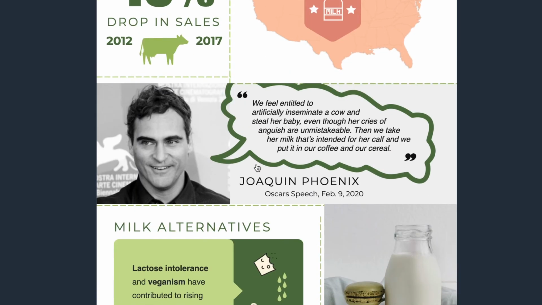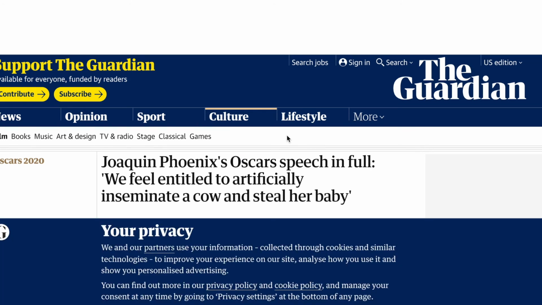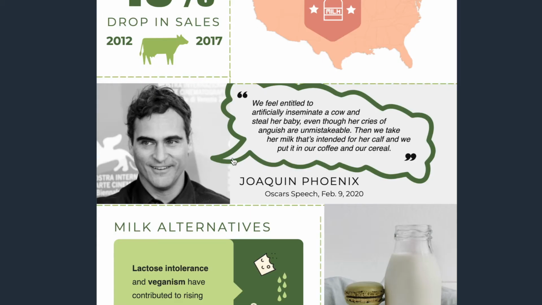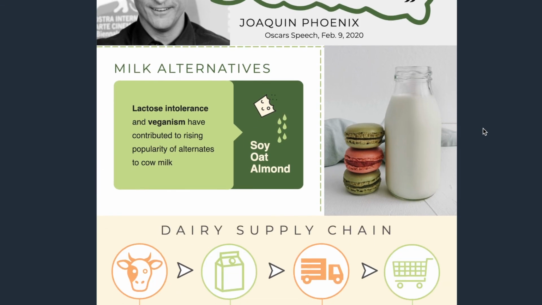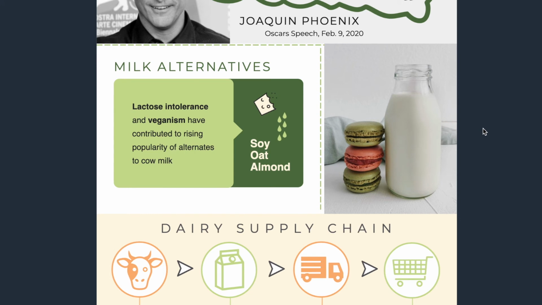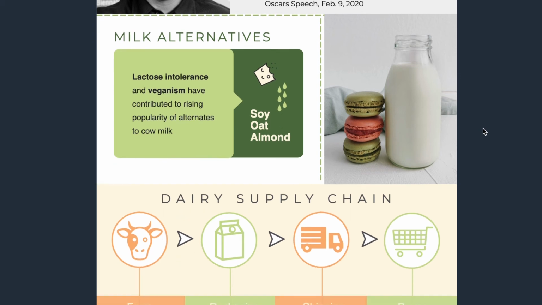Then this section here is a link to Joaquin Phoenix's entire Oscar speech, in which he spoke out against using cow's milk as a practice. And so this next section then goes off of that and talks about how there have been a wide range of different alternatives for cow milk that have grown popular, especially today.